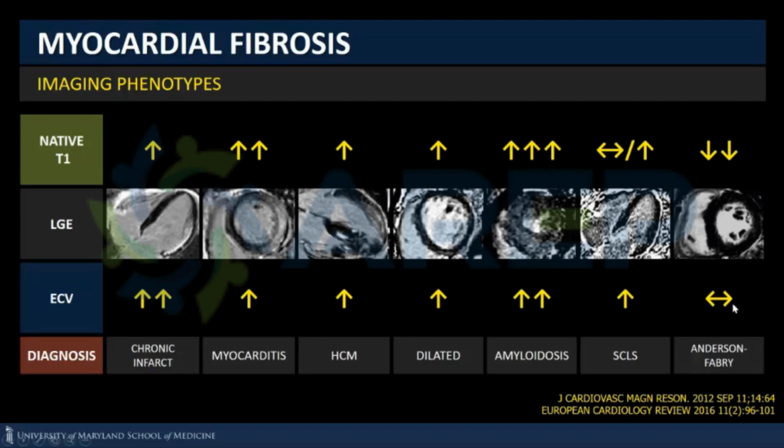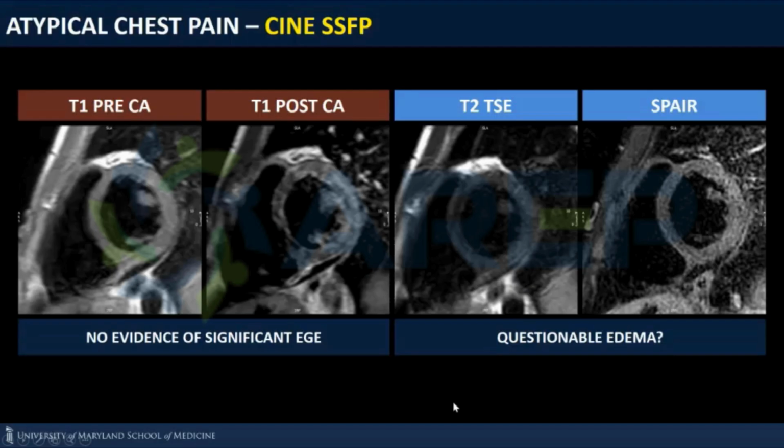Of note, interestingly enough, amyloidosis tends to cause a very significant increase in T1 value and significant expansion of extracellular volume. Whereas with a disorder like Anderson-Fabry disease, we actually see decreased native T1 compared to normal and relatively no significant change in extracellular volume.